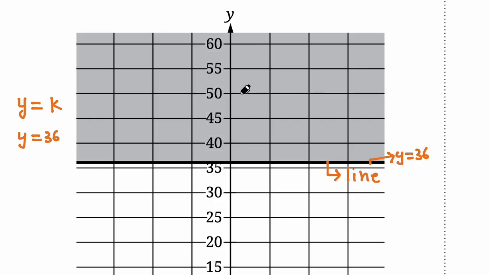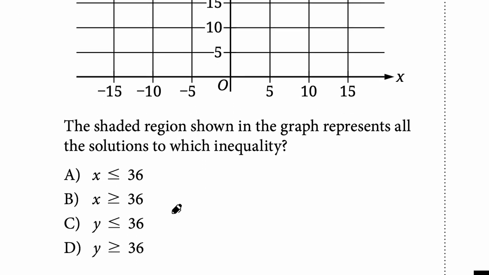Now, every other value is greater than this, right? Greater than 36. So, y has to be greater than 36. Now, these two, one is an equation and one is an inequality, both are satisfied due to the solid line. So that is y is greater than or equal to 36, right? This is how we do these kinds of questions. So, okay, D is the right option.